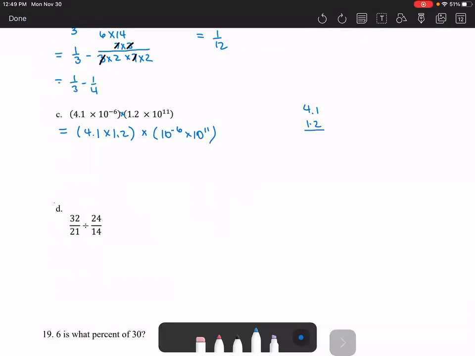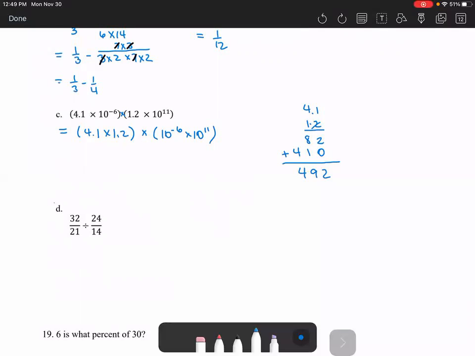So 2 times 1 is 2. 2 times 4 is 8. You put a 0. 1 times 1 is 1. 1 times 4 is 4. We add it together, and then we get 492. And we just multiply them like they're whole numbers.